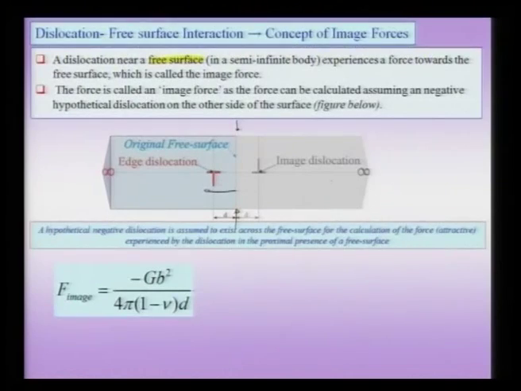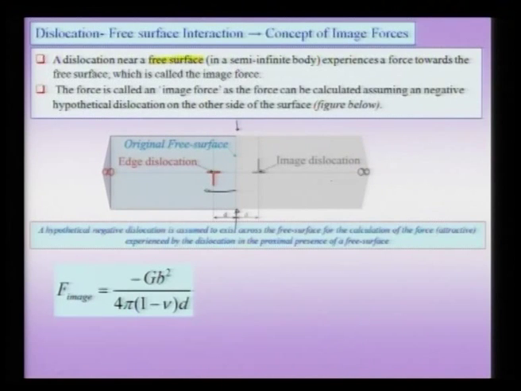Now, the dislocation is attracted towards this free surface because the free surface is a traction free surface. In other words, there are no tractions on the free surface. The force with which a dislocation is attracted towards a free surface is given by this formula right here, the F, and it is called the image force, and it goes as 1 by d, where d is the distance of the dislocation from the free surface. This is the image force experienced by an edge dislocation. Similarly, a screw dislocation would also experience an attraction towards a free surface.